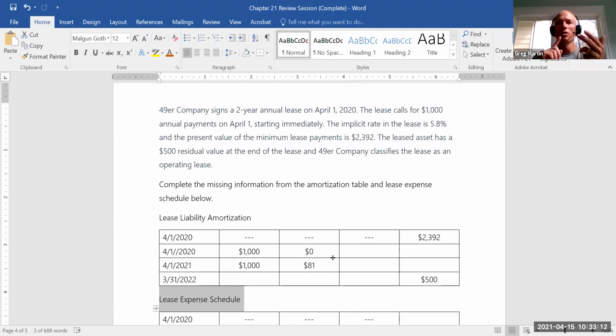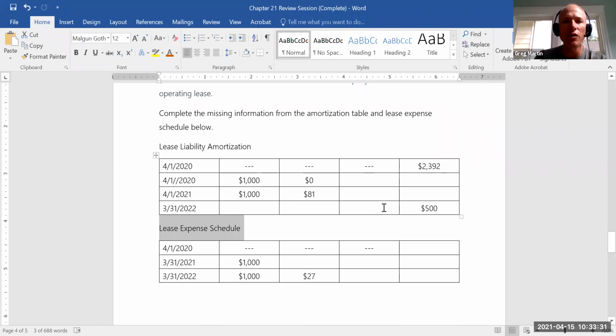We have the payment, the lease expense, the amortization of the lease liability following the amortization schedule here, and then the amortization of the right of use asset that kind of fits it all together. It's just a mechanism to reconcile everything, and so we've got to think through that. All right. So let's start filling in this lease liability amortization table.